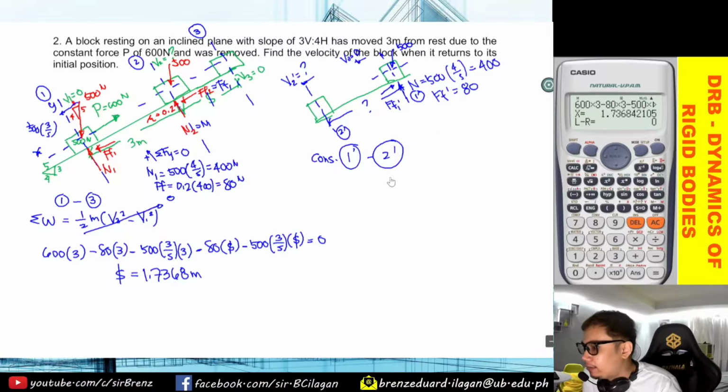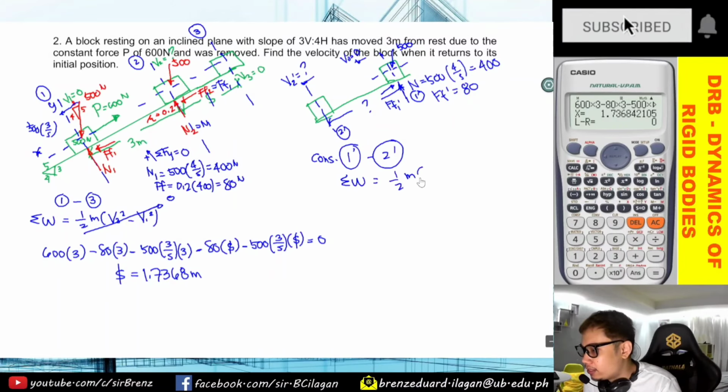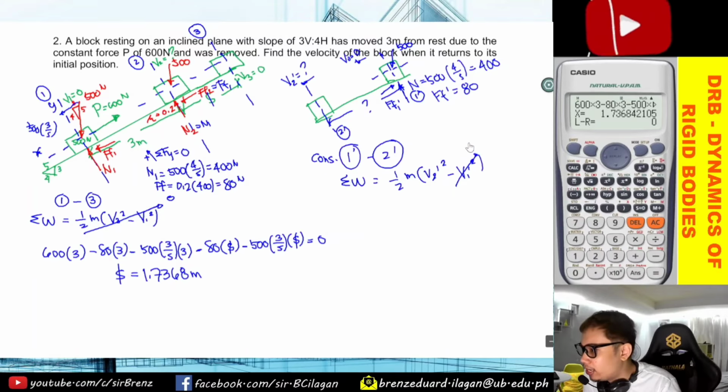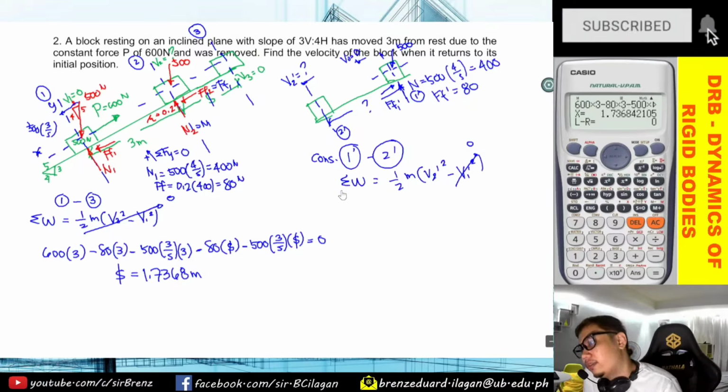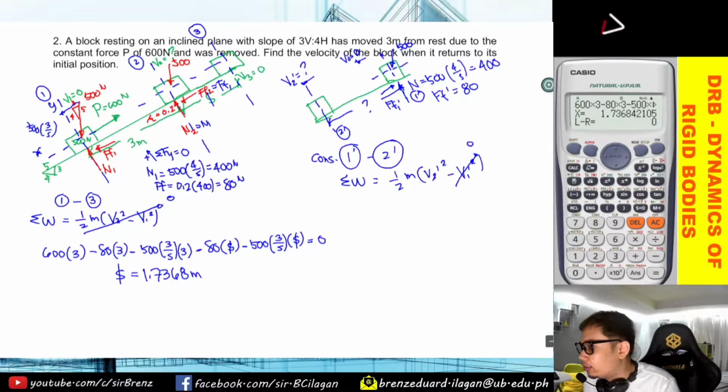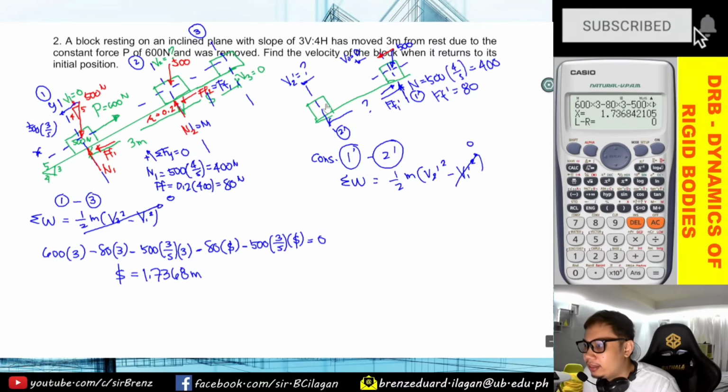So, I think we can now solve this. Again, the summation of work is equal to 1/2 of the mass times v2 prime squared minus v1 prime squared, where the initial velocity here is equal to 0. Since the block moves this way, the x component of the weight goes in the same direction as the motion of the block. Therefore, it contributes positive work.